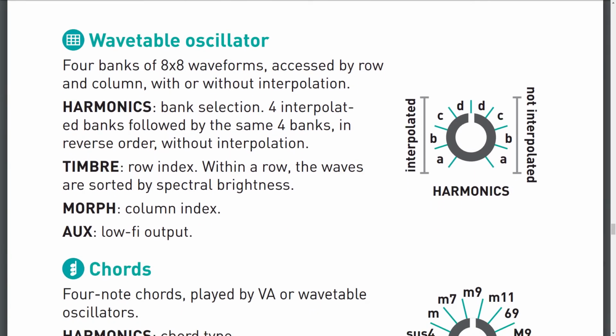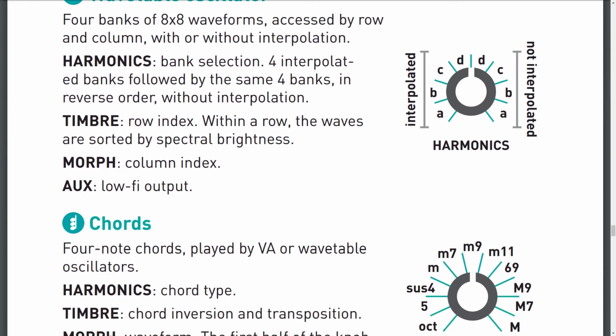Wavetable Oscillator: 4 banks of 8x8 waveforms accessed by row and column, with or without interpolation. Harmonics: bank selection, 4 interpolated banks followed by the same 4 banks in reverse order, without interpolation. Timbre: row index; within a row the waves are sorted by spectral brightness. Morph: column index. Aux: lo-fi output.